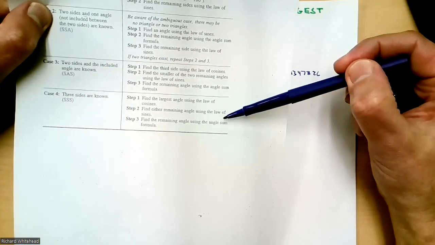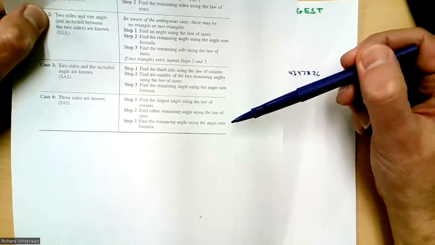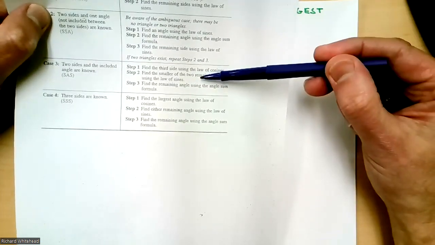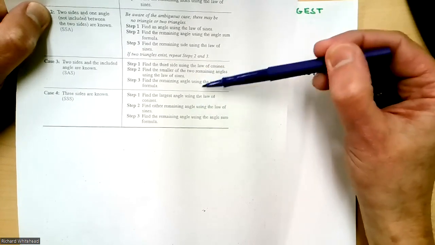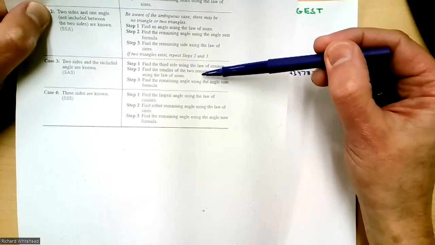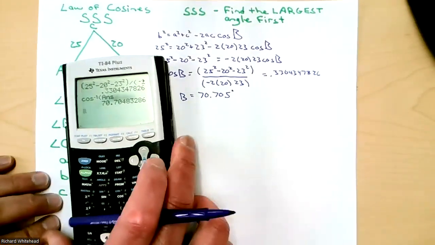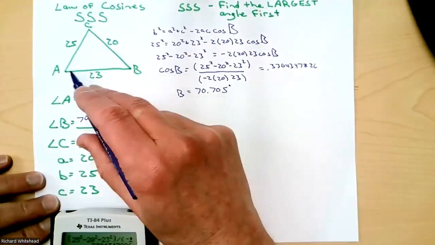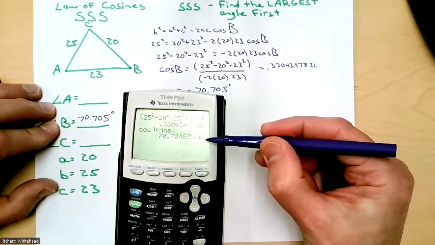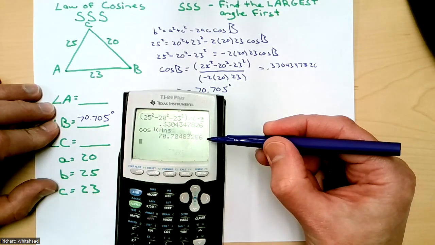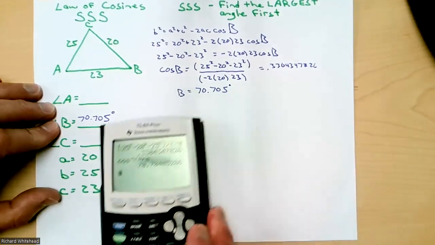Now, our rule says you can find either remaining angle next using the law of sines. I always find the smaller one next. My second step, find the smaller one, because for SAS, we found the smaller one second. So if you just always find the smaller one as your second step when you're doing a law of cosines, then you'll always be getting it right when it matters. So the smaller angle is going to be angle A. Now, angle B is on my calculator, unrounded. I haven't done anything to this number yet.